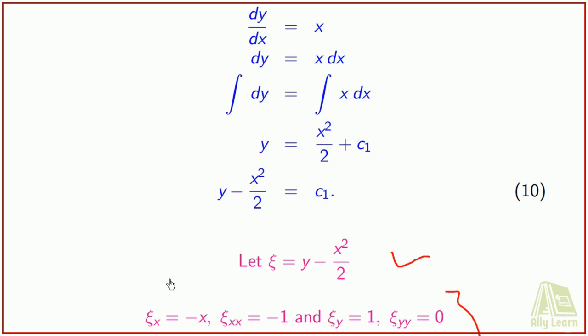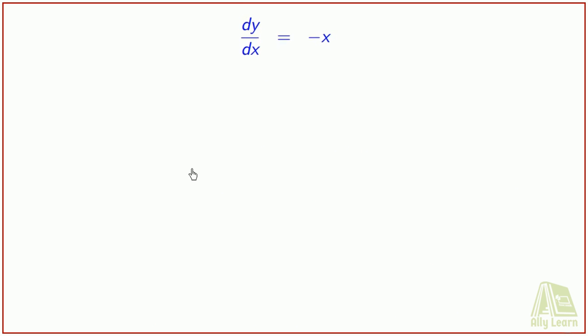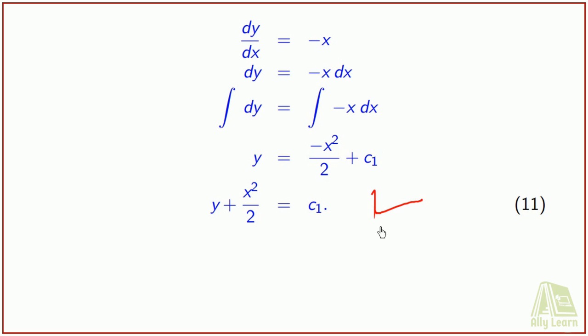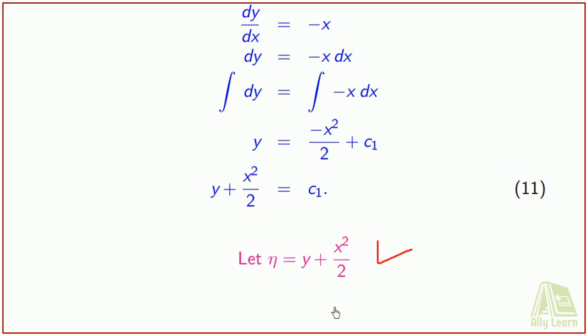Now we do these things with the second characteristic equation. The second characteristic equation was dy by dx equals minus x. So we do the same steps over here, and we integrate it, and we get y equals minus x square by 2 plus c1, and we write it in a simplified manner as y plus x square by 2 equals c1. Then we denote this second solution, obtained by integrating the second characteristic equation, to be eta. So I let eta equal y plus x square by 2. Afterwards, just calculate its partial derivatives like in the previous case.